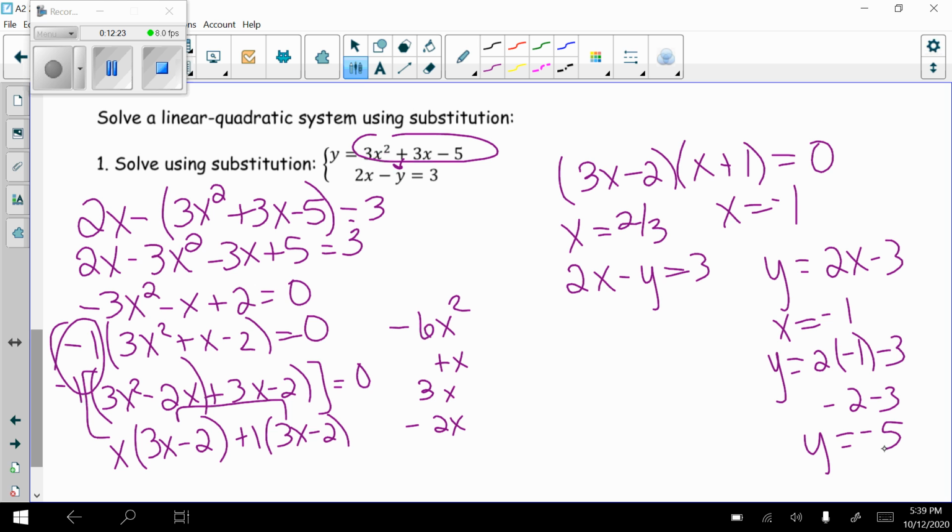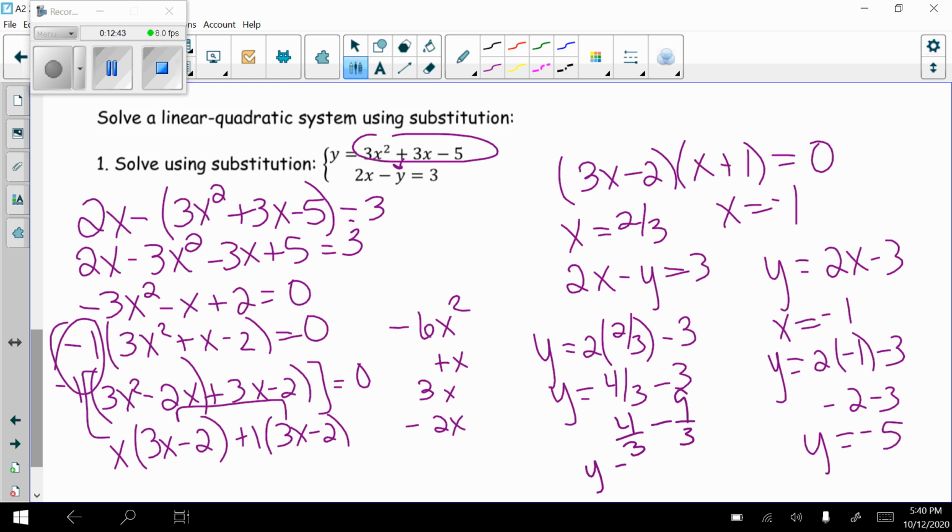So now I'm going to plug in x equals 2/3. So y equals 2 times 2/3 minus 3. So here I have y equals 4/3 minus 3. I can get a common denominator. So this is really 4/3 minus 9/3. So here I get y equals negative 5/3.